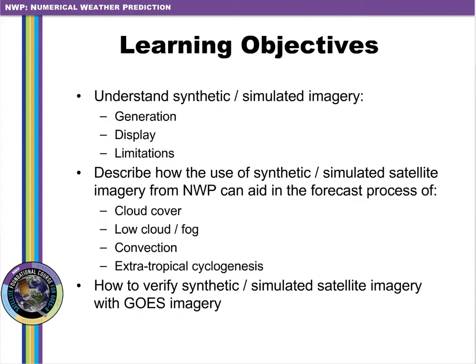For our learning objectives, we'll look to understand the generation, display, and limitations of the synthetic or simulated imagery. We'll also introduce how the use of synthetic or simulated satellite imagery from NWP can aid in the forecast process of cloud cover, low cloud and fog, convection, as well as extratropical cyclogenesis. Finally, we'll look at how to verify synthetic or simulated satellite imagery with GOES imagery.